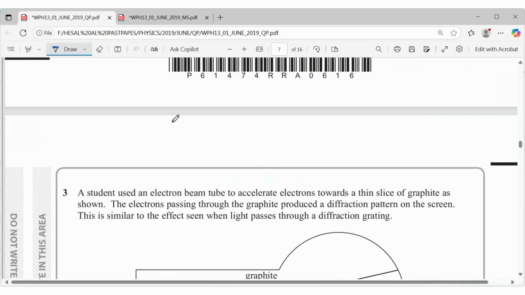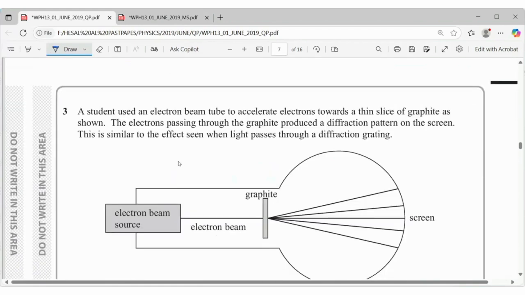Let's move to question number 3. The student used an electron beam tube to accelerate electrons towards a thin slice of graphite, as shown. Here you can see the electron beam source. The electron beam is directed at this graphite. As a result, you can see diffraction.